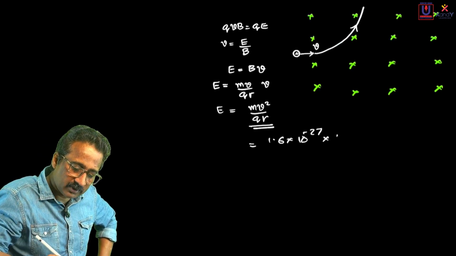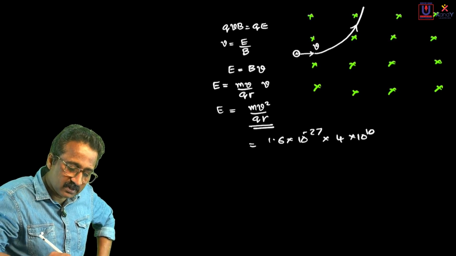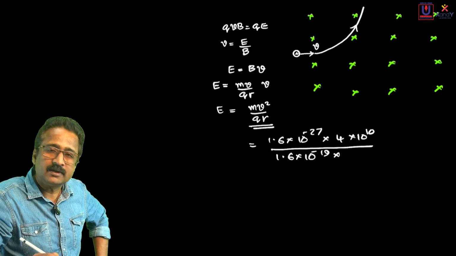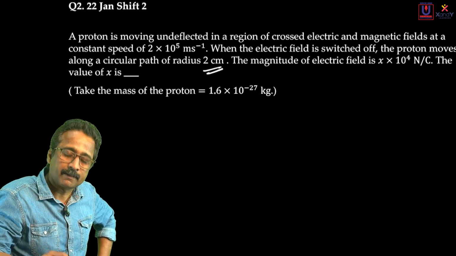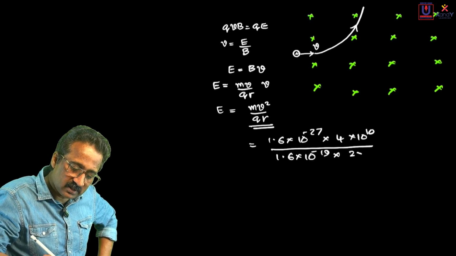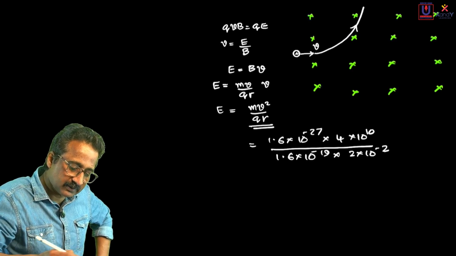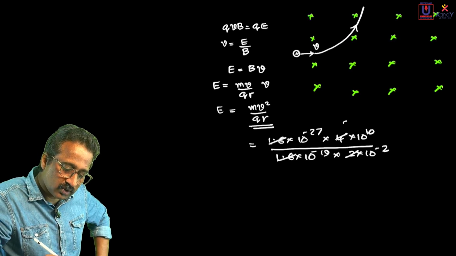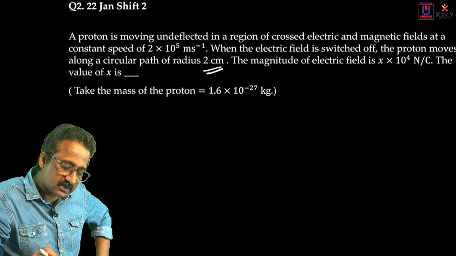Okay, I hope you're fine with that. So 4 into 10 raised to 10, that is v squared, divided by q. Proton has a charge of 1.6 into 10 raised to minus 19 coulomb, into radius. Now radius is said to be equal to 2 centimeter. In meters, it is 2 into 10 raised to minus 2. Okay, we are simplifying this now. 1.6 gone, 10 raised to minus 20, 2 and 2 gone. So what remains is 2 into 10 raised to minus of, how much is that?